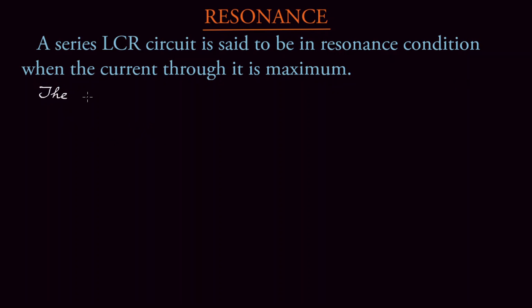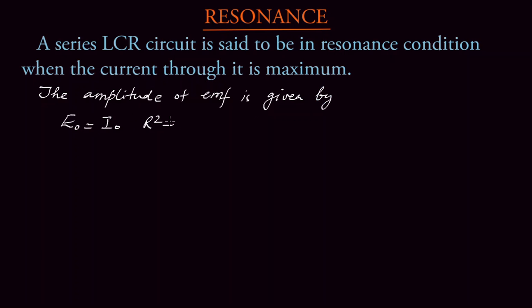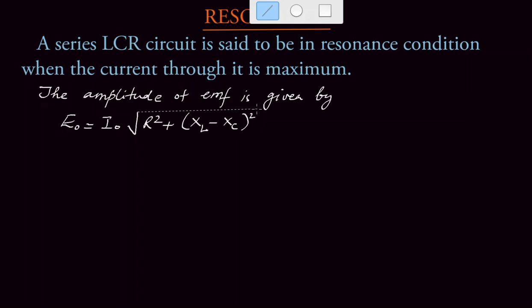Okay, the amplitude of EMF is given by E naught is equal to I naught times the square root of R square plus XL minus XC whole square. This expression we already obtained in the previous video.